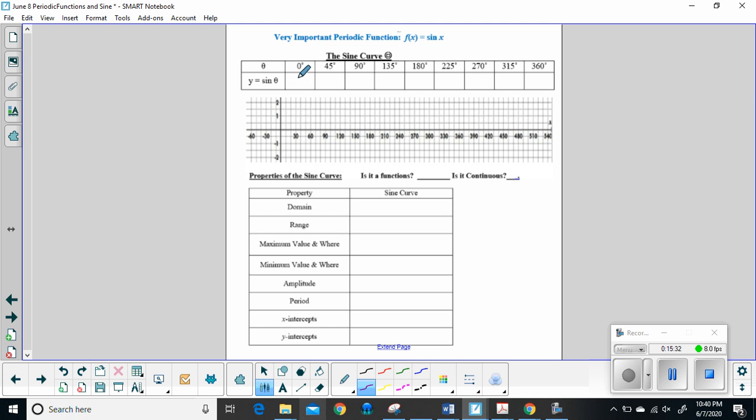If I do sine of 0, I end up with 0. If I do sine of 90, I end up with 1. If I do sine of 180, I end up at 0. If I do the sine of 270, I end up at negative 1. And if I do sine of 360, I end up at 0. Pretty cool, eh? And then 45 degree triangle, guess what? Sine of 45 is 0.7. 135, that's 0.7. 225, negative 0.7. And 315 is negative 0.7.